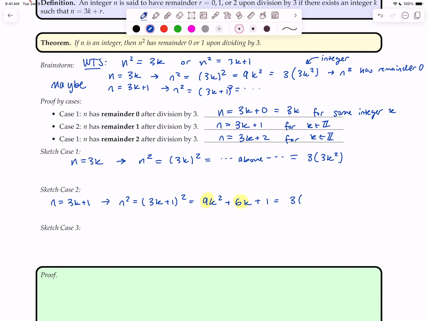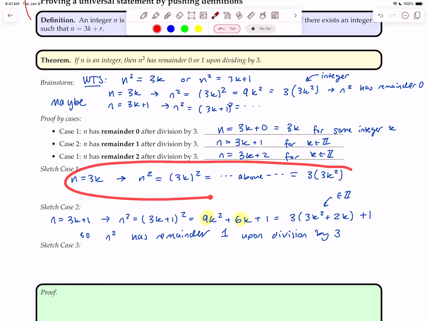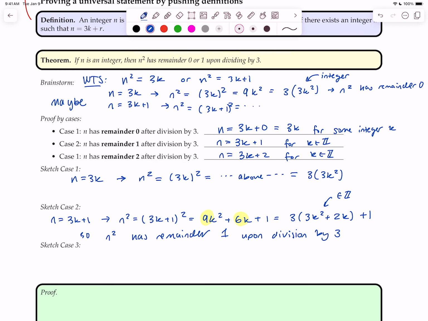So let's pull a 3 out, so we get 3 times (3k squared plus 2k), and then plus 1 on the outside. Notably, this thing is an integer, and this tells us that n squared has remainder 1 upon division by 3. Okay, that's looking good because we want to show that n squared always has remainder 0 or 1. So far, we've gotten a 0 from the first case and a 1 from this case here. So let's make sure that case 3 gives us either 0 or 1 as well, and we'll be good to go.